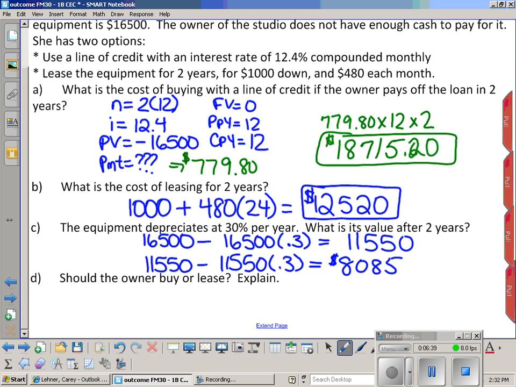But if she's going to use the equipment for more than 2 years, if she feels in her fitness studio that equipment can be used for more than 2 years, she may decide to purchase the equipment. So it would depend upon her situation. It would depend upon typically how long she likes to use equipment in the studio. And so those are things that she would have to consider.